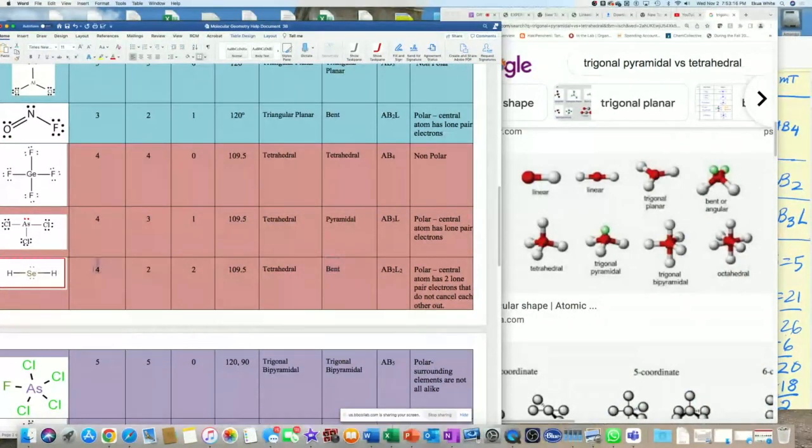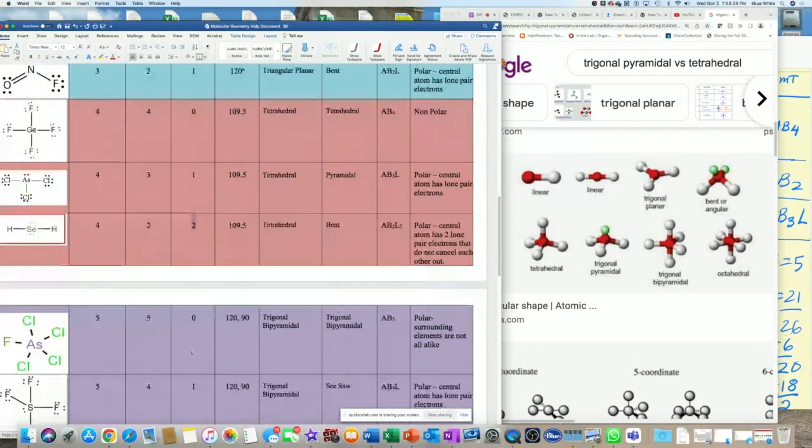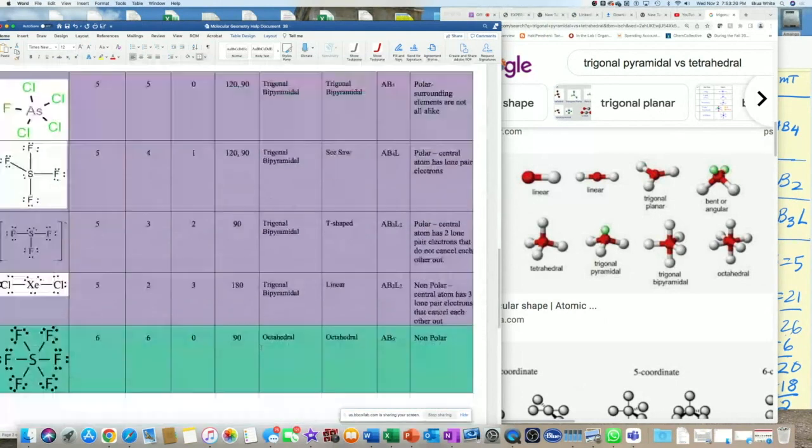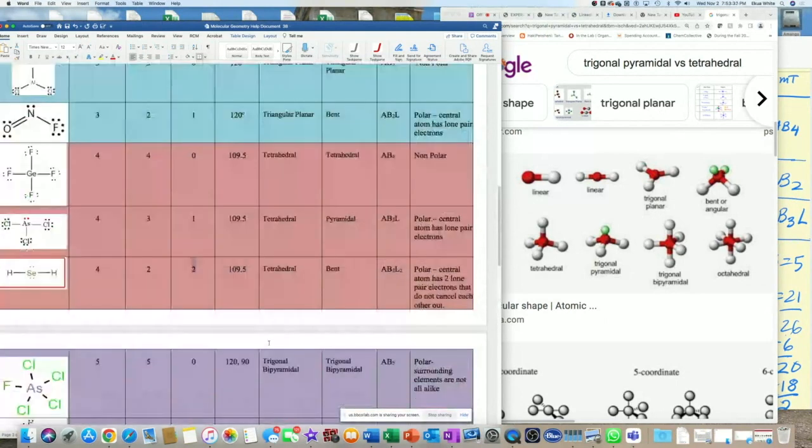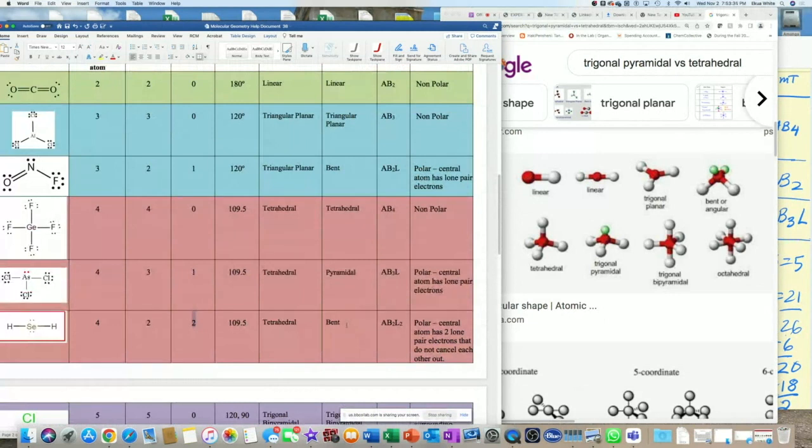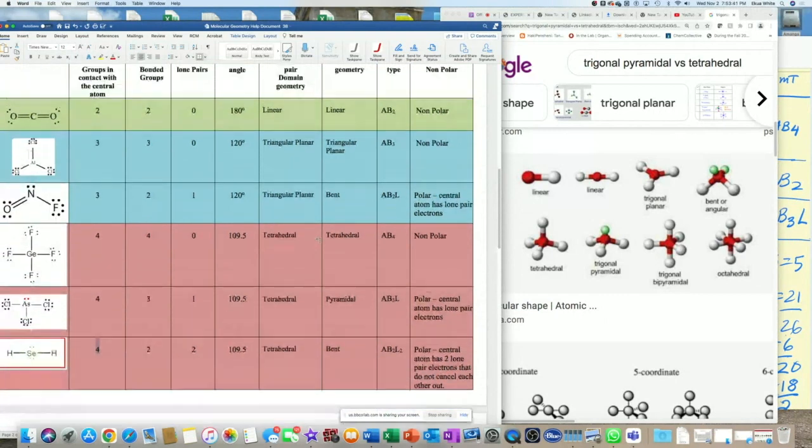If you have a group of 4 where 2 of them are bonded groups and 2 are lone pair groups, the shape you end up having is bent. So we're not doing the 5 groups and the 6 groups in this class, but we're going all the way here. So in your class, we have 2 bends: a bent in the 4 groups, the last row, and a bent in the 3 groups. So there are 2 bends.